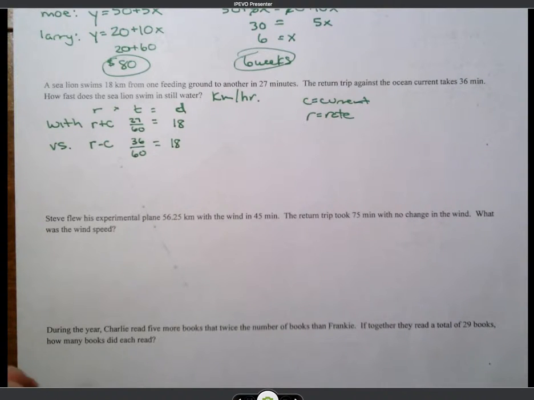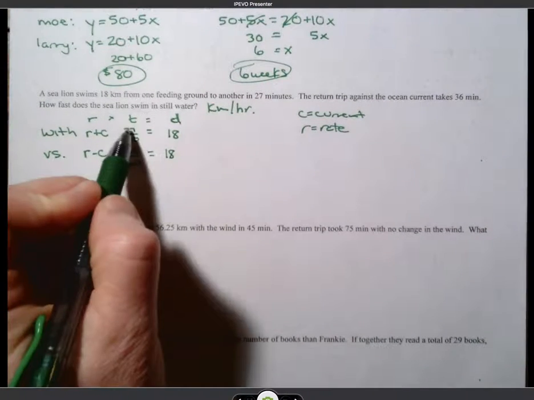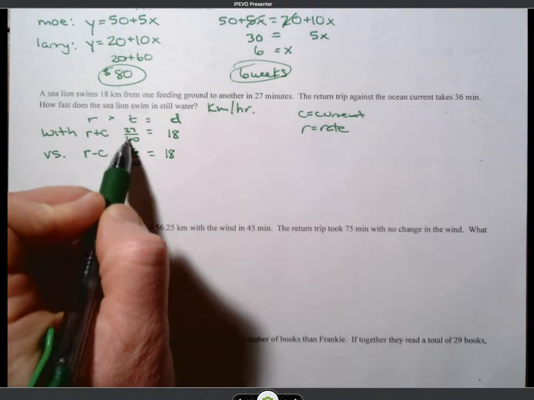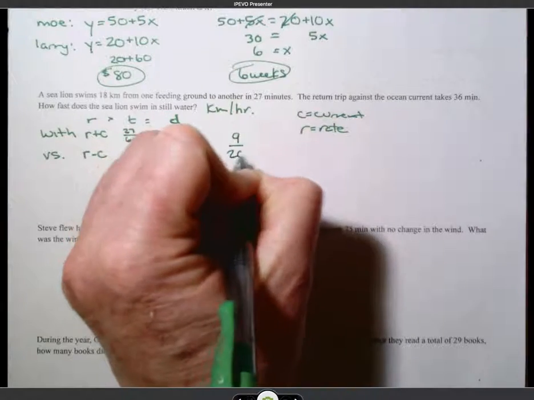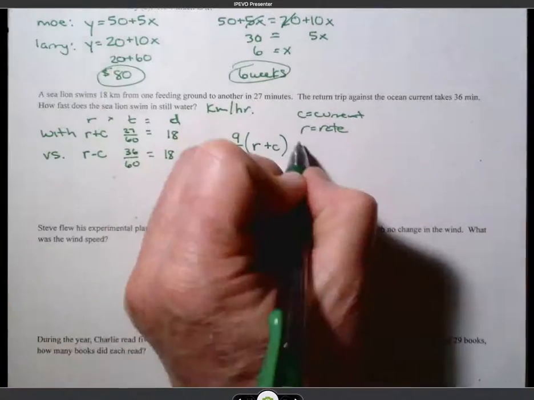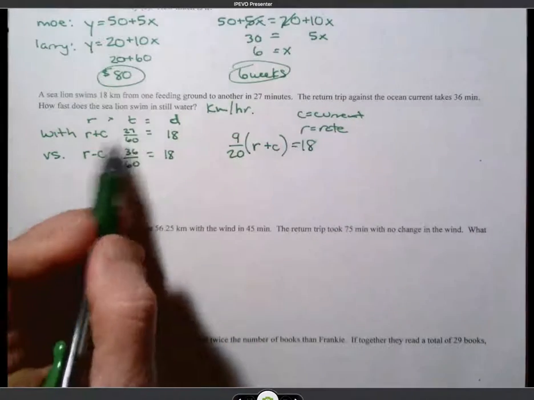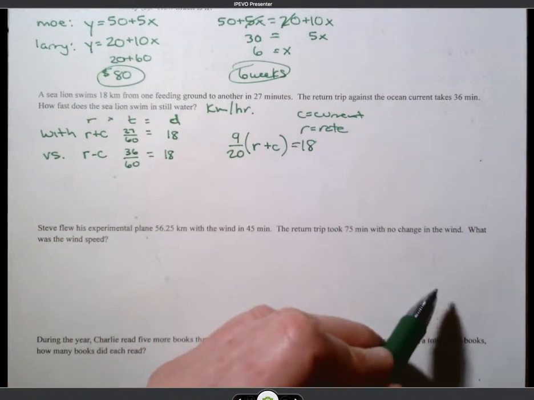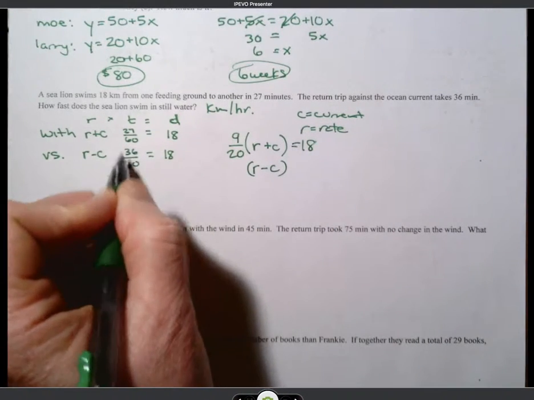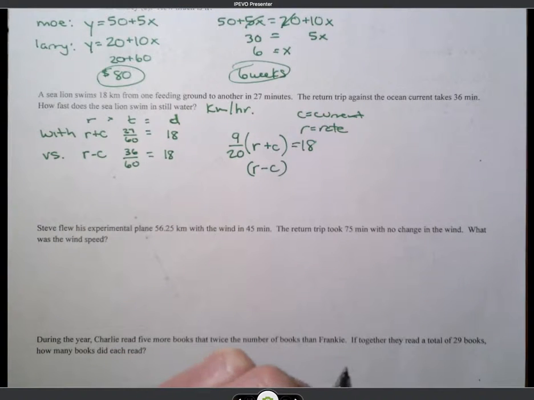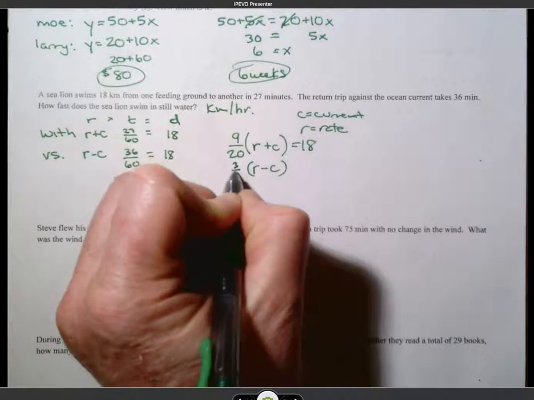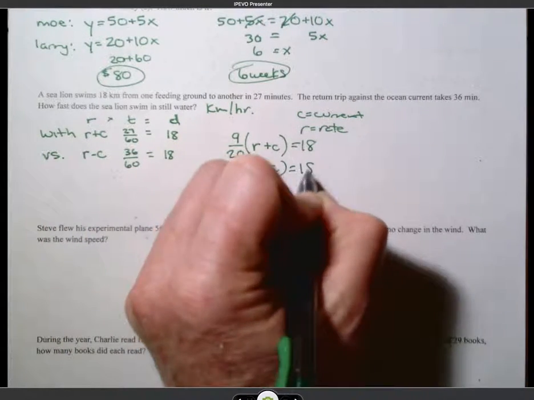So we have enough information for 2 equations here. 27 over 60, if I divide those both by 3, this becomes 9/20ths. I have time times rate is equal to 18. Okay, the rate times the time is equal to 18. The rate times the time, if I divide those both by 12, I get 3/5. And that is equal to 18.